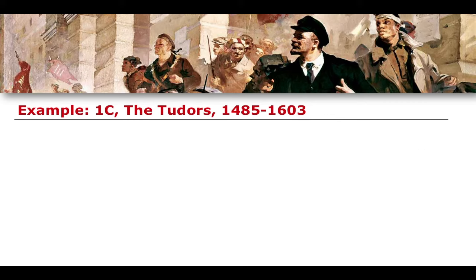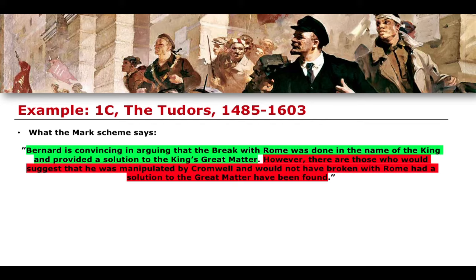But the second part is what's most important, because what the mark scheme has done is assess that argument. They've said on the one hand, it is convincing, because the break from Rome was done for the king's great matter. It provided a solution to the king's great matter. And so it was done, and this supports the view that this was Henry's actions, and this was him doing God's work, etc.